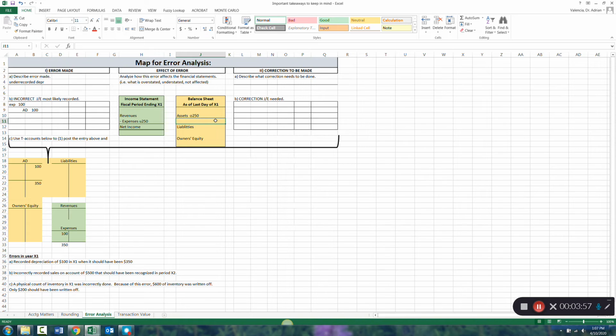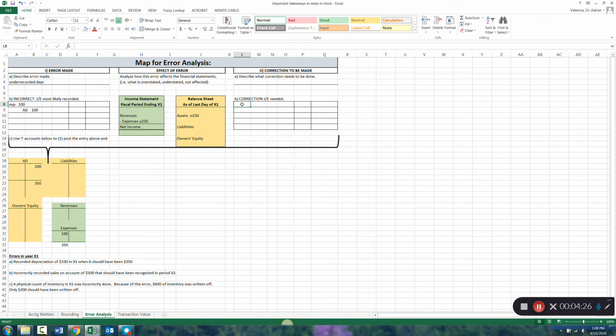So what do we need to correct this in year X2? Because potentially what we're seeing is that we did this error in X1, and now we find ourselves in X2, and we need to correct this. So you might have to deal with the issue that you've closed the books. So if you've closed the books, you no longer have that expense, and you might have to go to retained earnings. But let's keep it simple here.